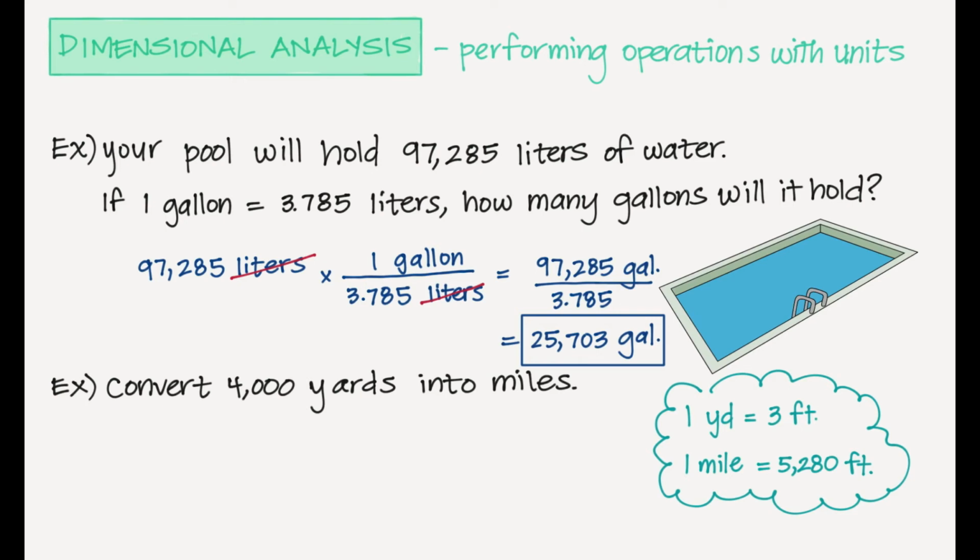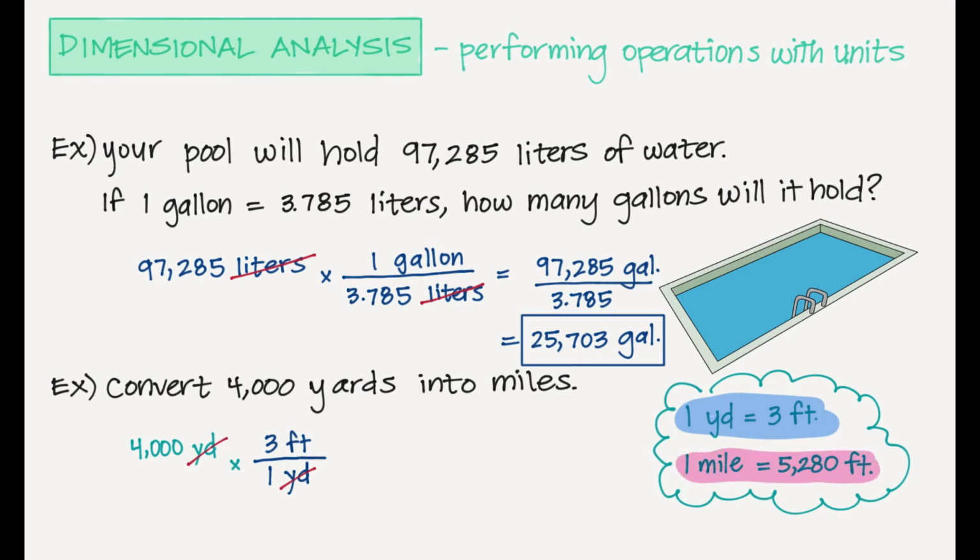So let's write out our 4,000 yards, and we want to get rid of yards. So I'm going to put the yards down below for what I'm multiplying by. So I'm going to put that 1 yard on the bottom, and up above, I'm going to put 3 feet. And now I can cross out the yards. And I don't want to end up with feet. I want to end up with miles.